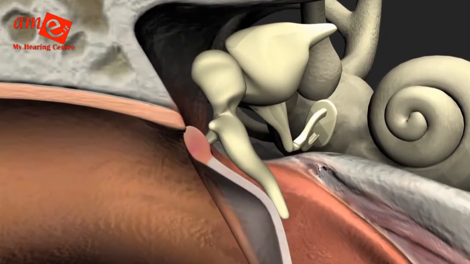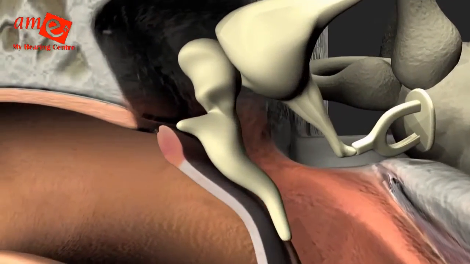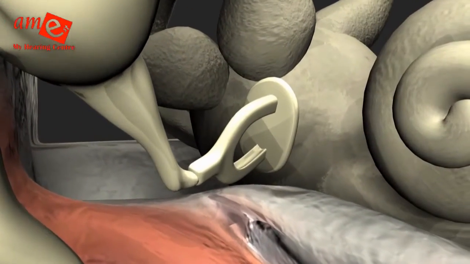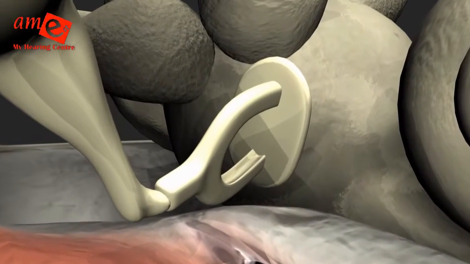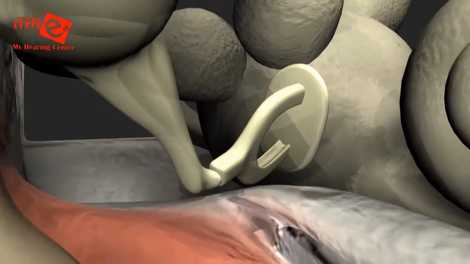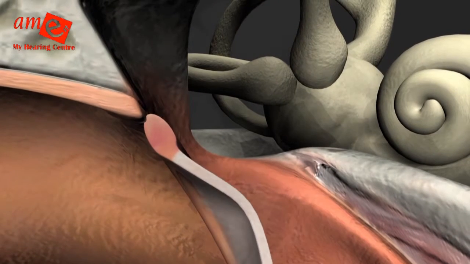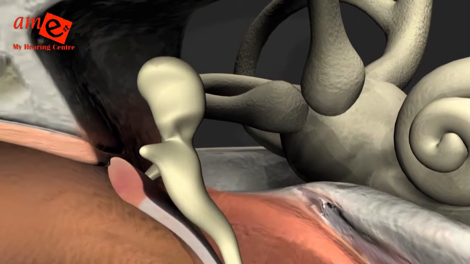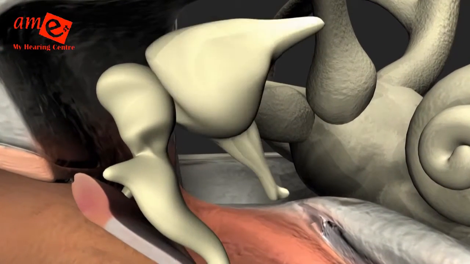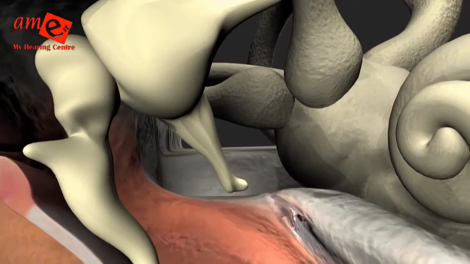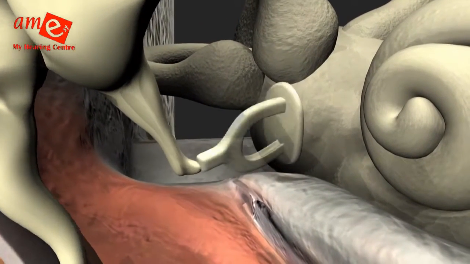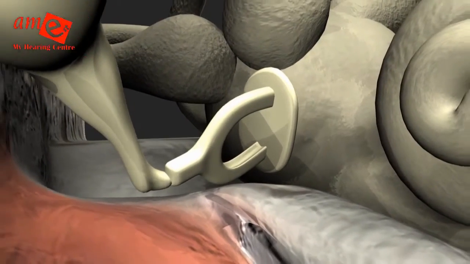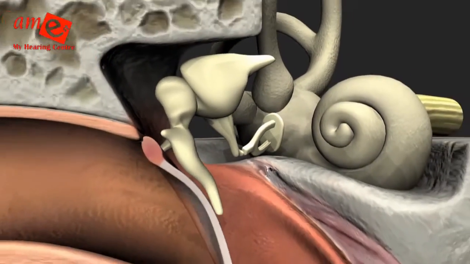The malleus is attached to the tympanic membrane, and the stapes sits loosely in the oval window of the cochlea. When a sound wave moves the tympanic membrane, it vibrates in response to sound. This vibration causes the malleus to move, which in turn moves the incus and the stapes. The stapes footplate transfers the vibrations to the fluids in the cochlea.